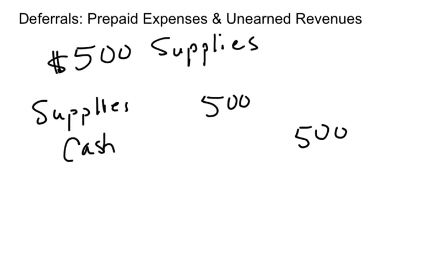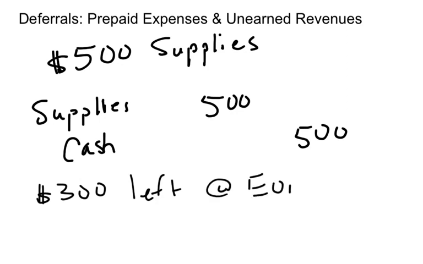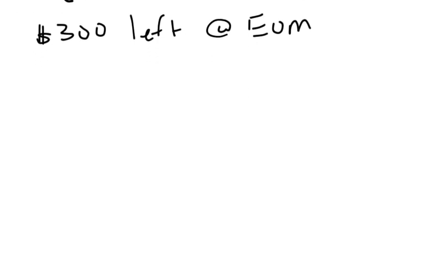So we go in periodically and see what's left. So let's say that we go and count up, and now we've got $300 left in the supply cabinet at the end of the month. Okay? At end of month. Alright? So, what I want to do now is make the adjusting entry to reflect the supplies that have been used. Okay? To begin with, that supply account is a prepaid expense. It's not an expense yet, but it will become an expense as it is used.